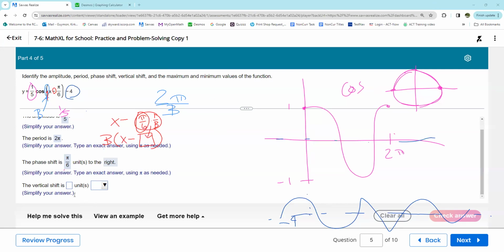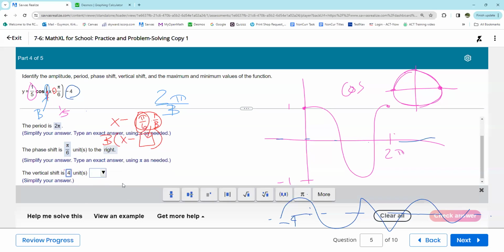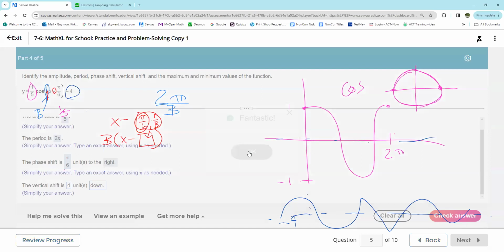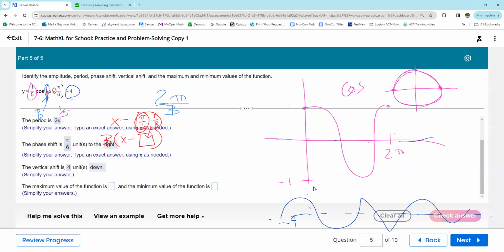So let's put that in there. The shift is 4 units and down. That should be what they're after there. So with that, oh, I got one last one, sorry.